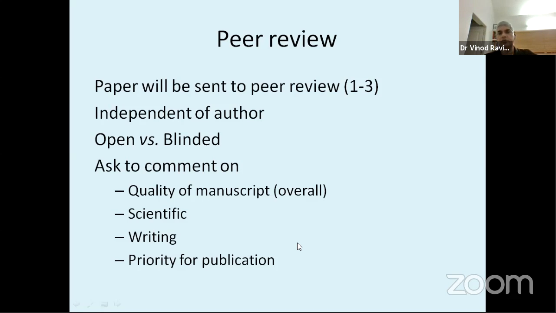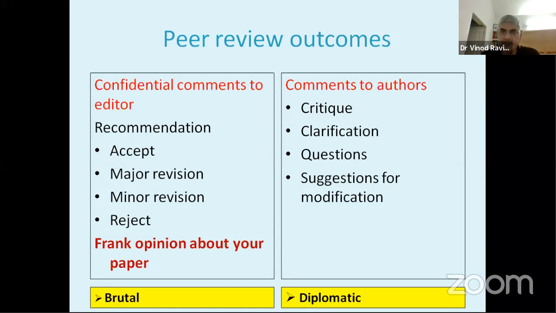They are asked to comment on the overall quality of the manuscript, what is the scientific merit, the style of writing, if anything is unusually out of the way, and whether this manuscript needs to be prioritized in terms of publication if accepted. So a lot of things can be asked. In the drop-down menus or checkbox menus, there will be an option to comment on all of these for a reviewer. But the basic outcome is two. One is comments to the authors. So these are open comments to the authors.